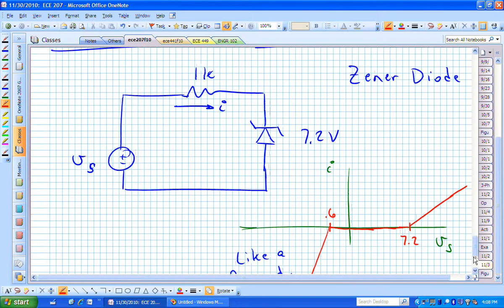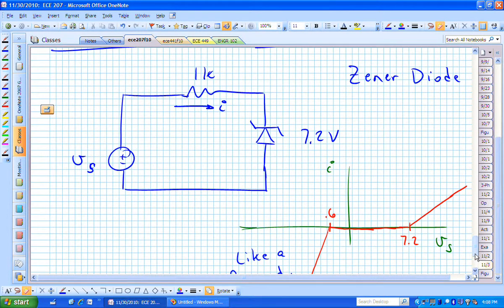And that's what an ideal Zener diode would look like. It would just turn on at 7.2 and support current there. It would actually just hold that voltage at 7.2 volts. Question?